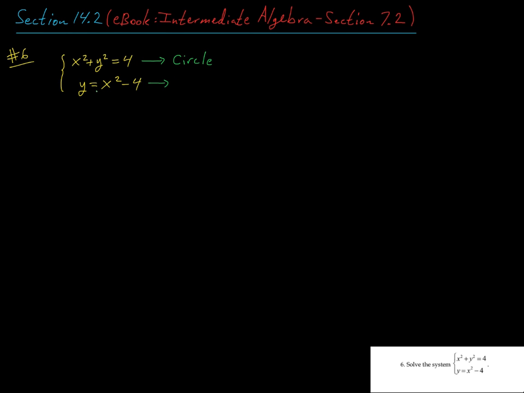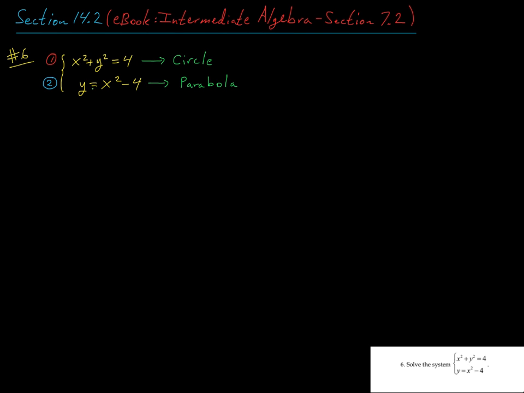And the second equation, y is x squared minus 4. This is quadratic in x, and this equation has the graph of a parabola. Okay, so now I'm looking for the points where the circle and the parabola intersect, and I'll go ahead and label this as equation 1 and this is equation 2.